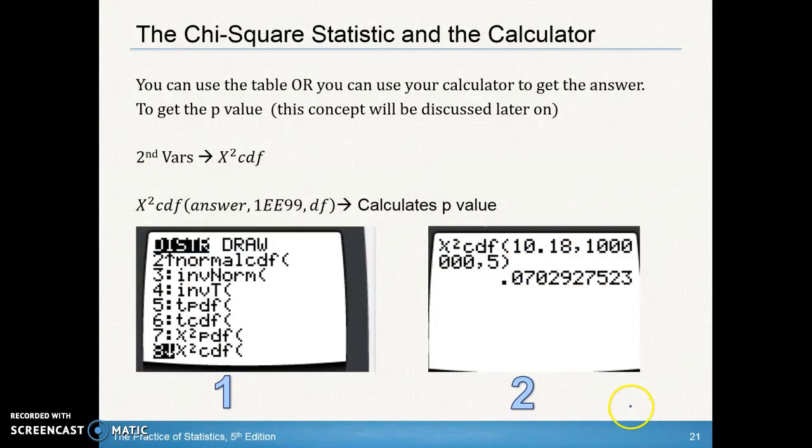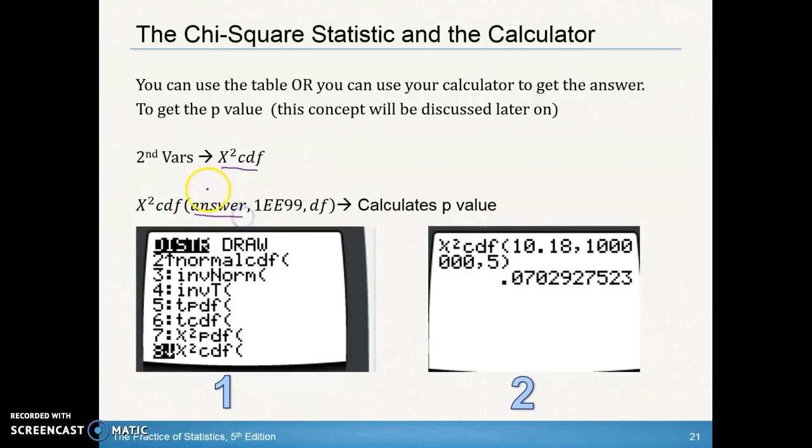I would highly suggest using your graphing calculator in order to get your p-value. I think it's much simpler, and you already know how to do this after doing your tcdf and your normalcdf. So what you're going to do is go to 2nd and then VARS, and when you scroll down, instead of doing your tcdf or your normalcdf, you're going to scroll down to chi-squared cdf. And you're going to do the same thing that you did before.